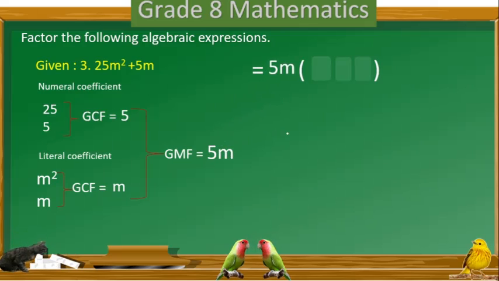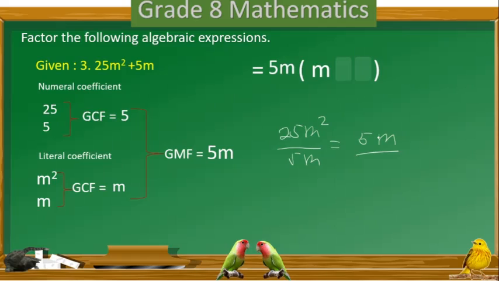Okay. So 25m squared divided by 5m, that is 5. Then m squared divided by m, that is m. Okay, that is the first factor quotient in our given expression.